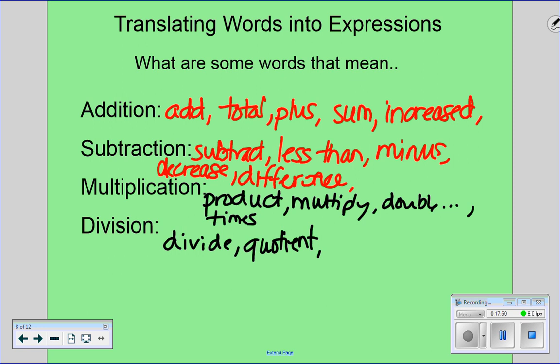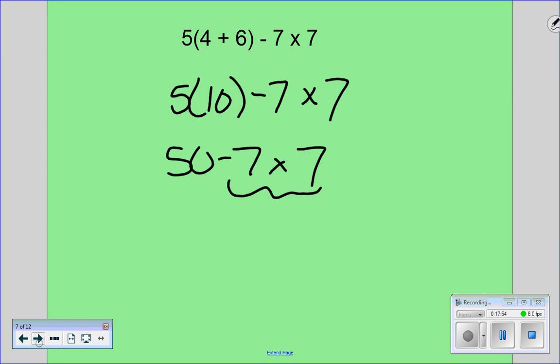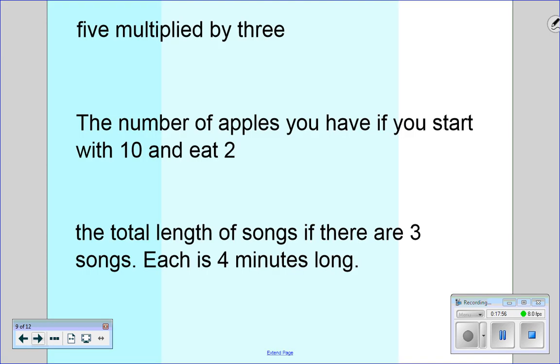Okay. Any questions so far? So we're going to use some of these now. Okay, so 5 multiplied by 3. Now, they're going to give you something like this, and you have to show what it looks like in a math sentence. You don't have to solve it. You're just writing what it looks like. So that's easy. 5 multiplied by 3 looks like this. The end. The answer. That's it.